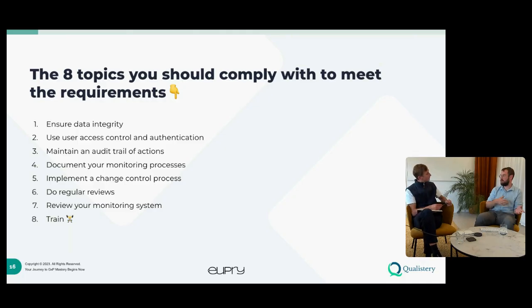We'll talk about the audit trail. That's something that seems to be confusing for some people. What is an audit trail and how should you use it? How to document your monitoring process, because today we're talking specifically about temperature monitoring. Change control processes. How to be specific about how to do reviews. That's something that's not easily viewable in the regulations, but that we often see enforced by auditors, and how to review your monitoring system. And we'll talk a little bit about training and what the requirements are there.